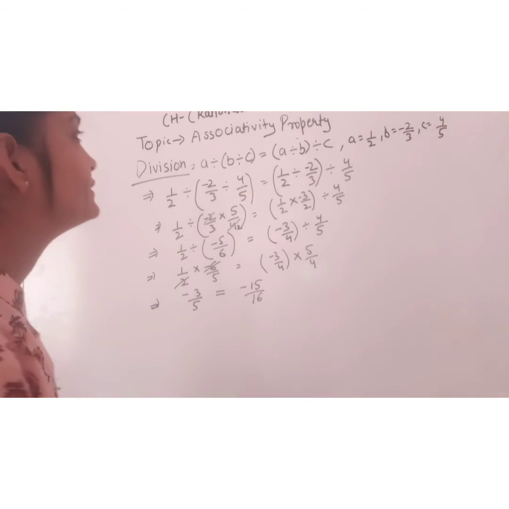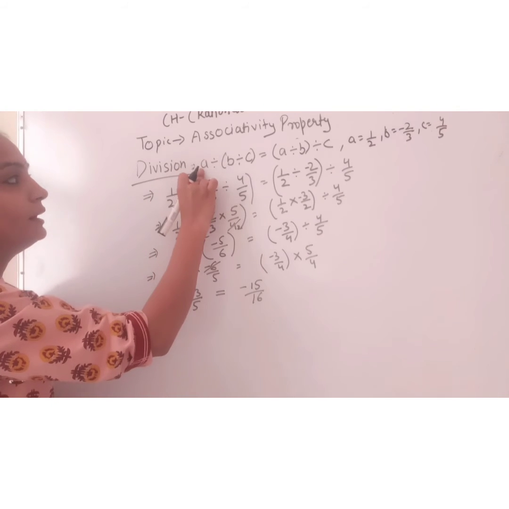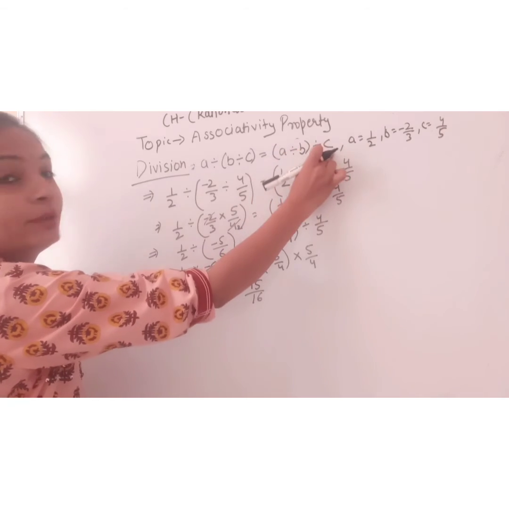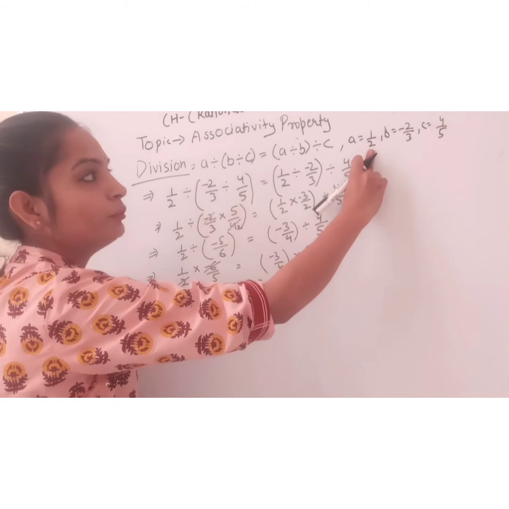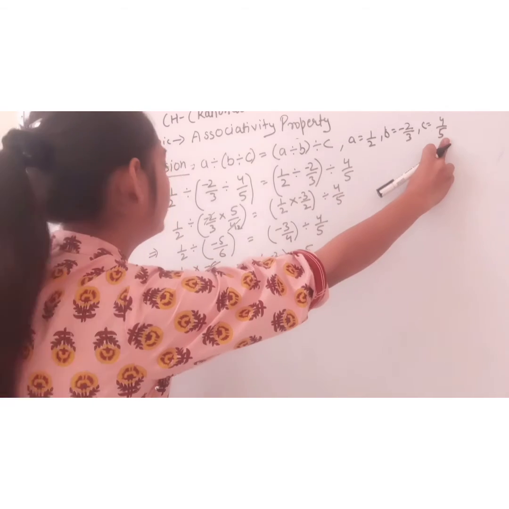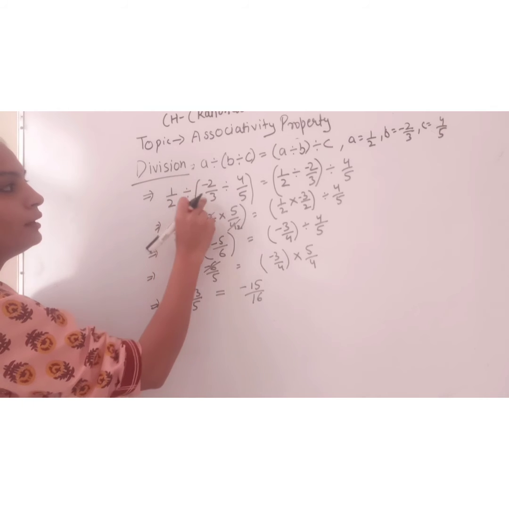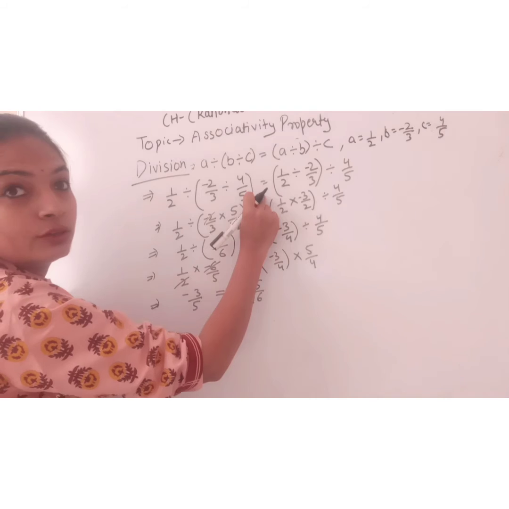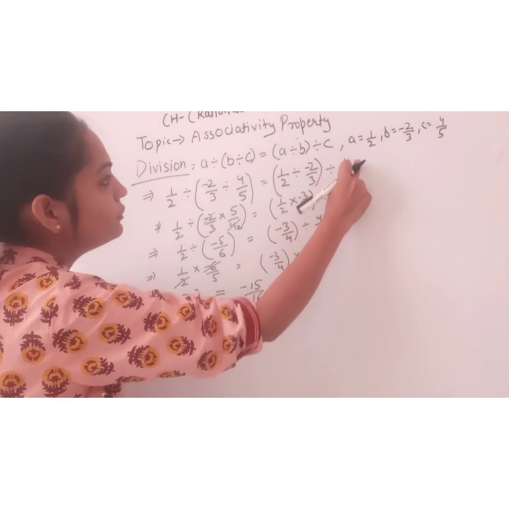Okay students, now let's discuss the associativity property for division. In division, you all know that A divided by B divided by C is equal to A divided by B divided by C. I'm taking A equal to 1 by 2, B equal to minus 2 by 3, C equal to 4 by 5. Now I'm putting A as 1 by 2, B as minus 2 by 3 and C as 4 by 5, and this side also.